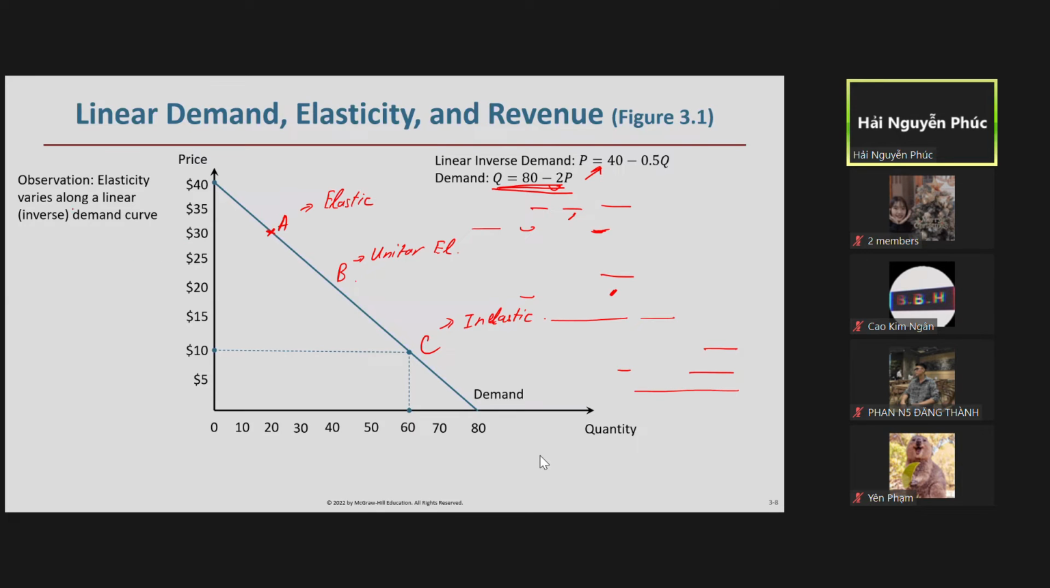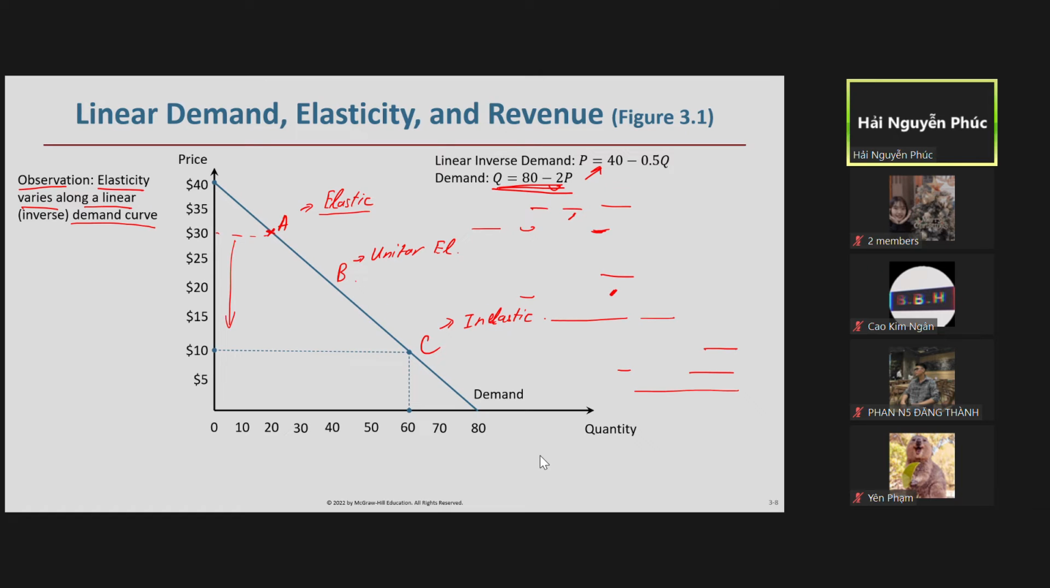Yeah. The key point is we observe that elasticity along a demand curve varies. It changes when the price changes. Yeah, you can easily say that the elasticity is going to decrease as we reduce the price. Yeah, if the price goes down, then the demand goes from elastic to be inelastic. All right.